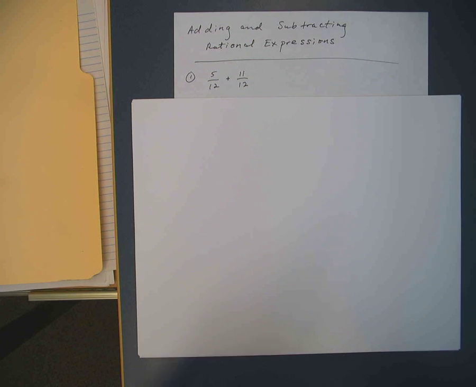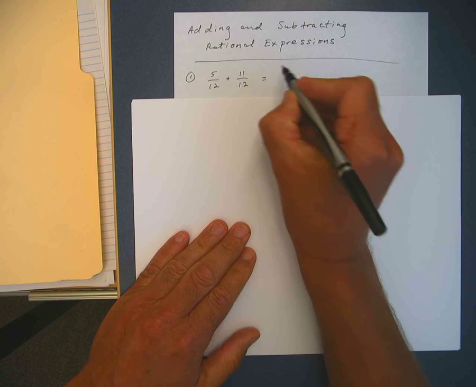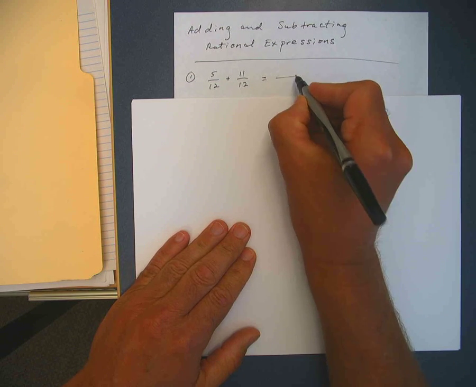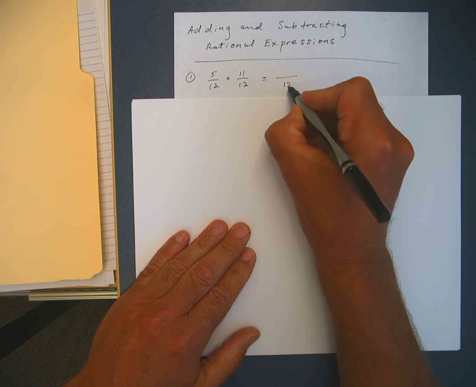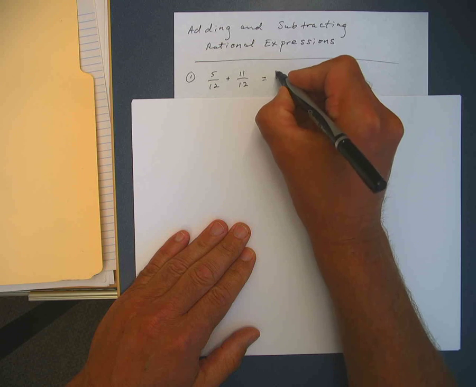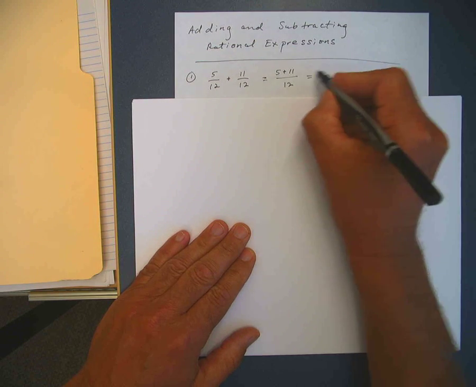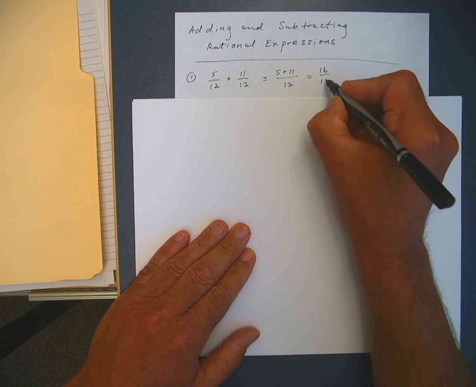So let's start with this simple example, 5/12 plus 11/12. Of course, you remember that when you're adding fractions, you keep the denominator the same, 12ths, but you just add the numerators. So 5/12 plus 11/12 is going to be 5 plus 11 over 12. 5 plus 11 is 16, so that'll be 16/12.